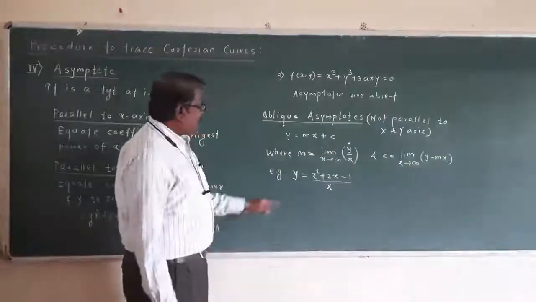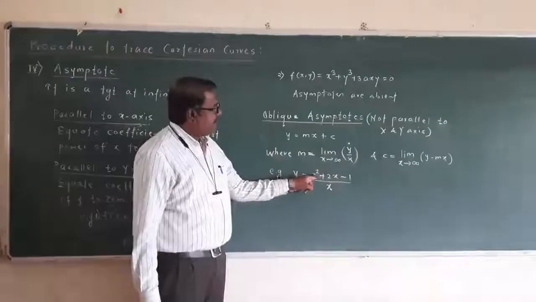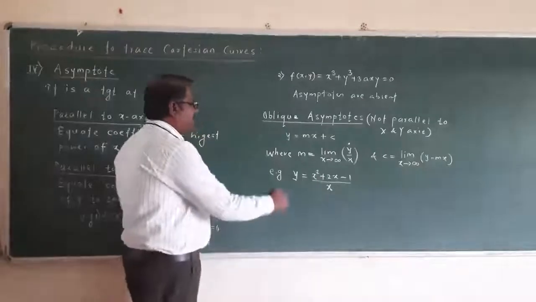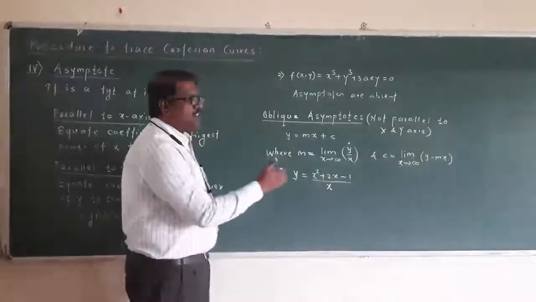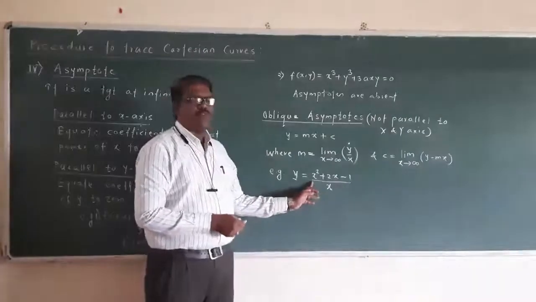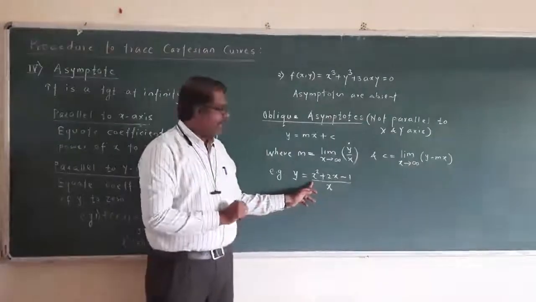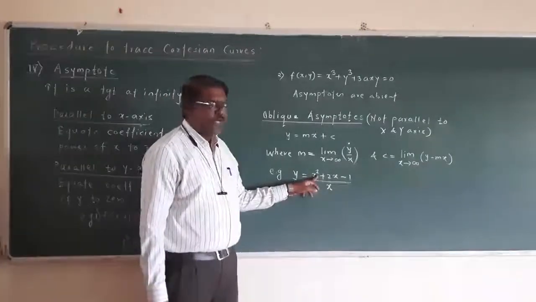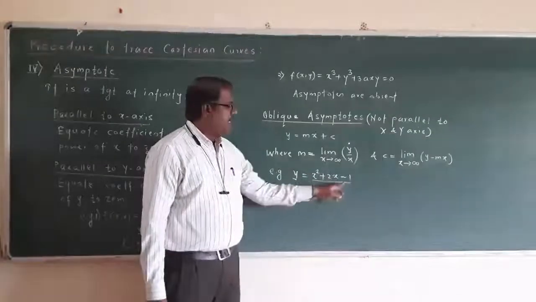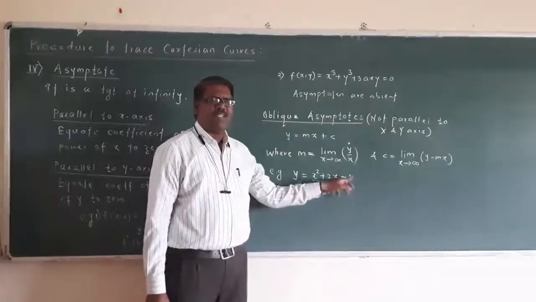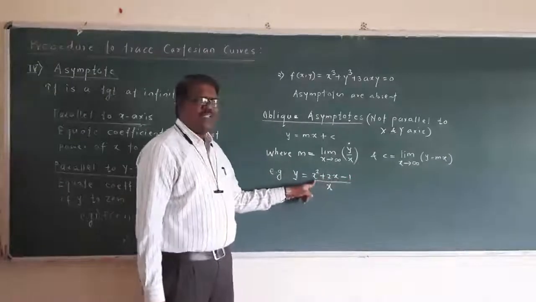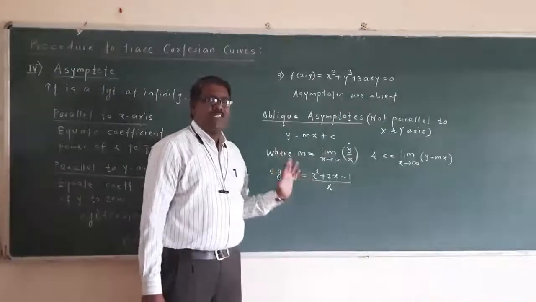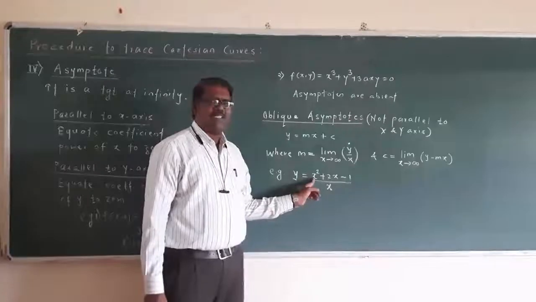For example, if suppose we take y is equal to x square plus 2x minus 1 divided by x. Now to get asymptote for this curve, let us check whether this curve have asymptotes parallel to x-axis and parallel to y-axis. How to check? Now x square upon x power is 1. Here x will get cancelled, and here x raised 1 upon x is nothing but x raised to minus 1. So which is the highest power of x? It is x. What is its coefficient? It is 1. But coefficient is a constant, therefore asymptote parallel to x-axis is absent.